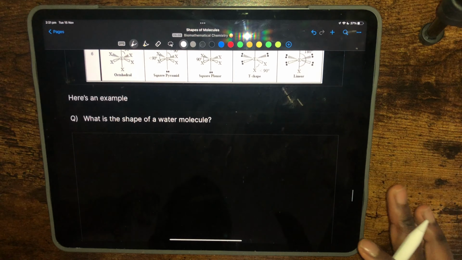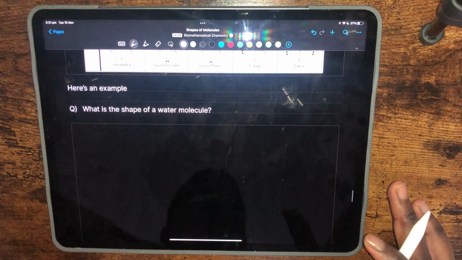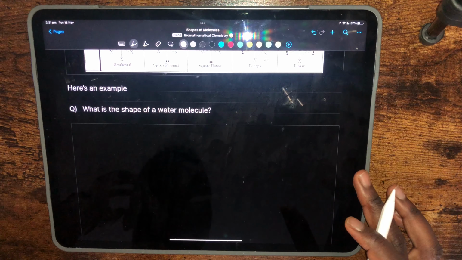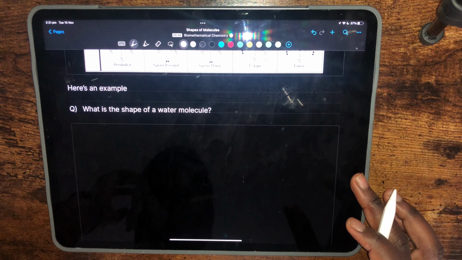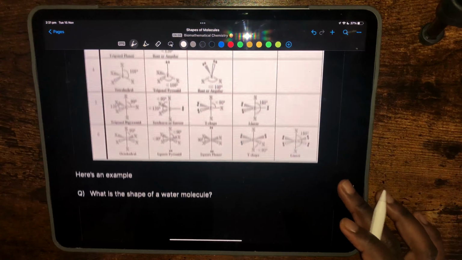So here's an example. What is the shape of a water molecule? Pause the video now and try and answer the question. All right, so let's do this example.